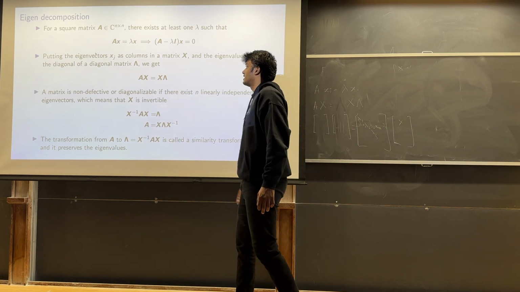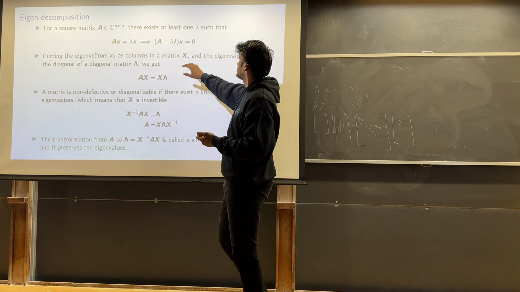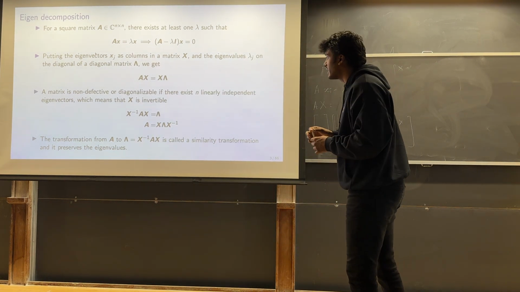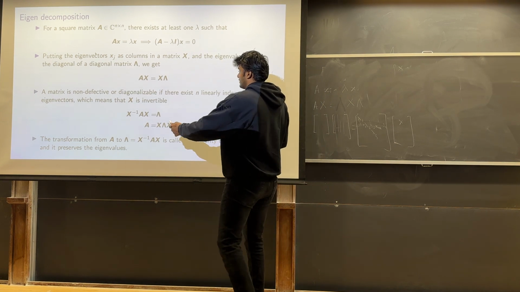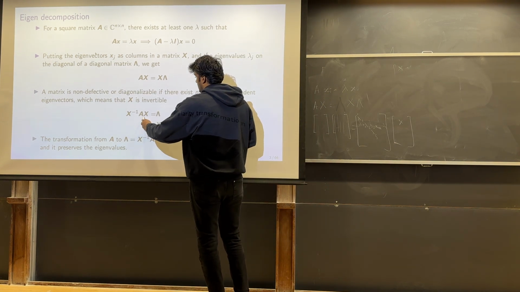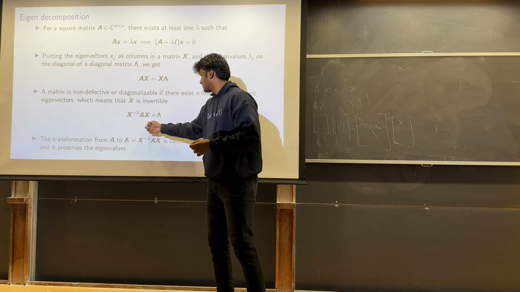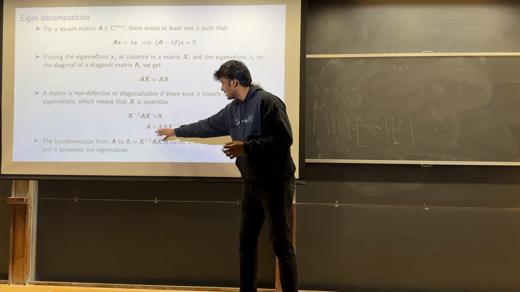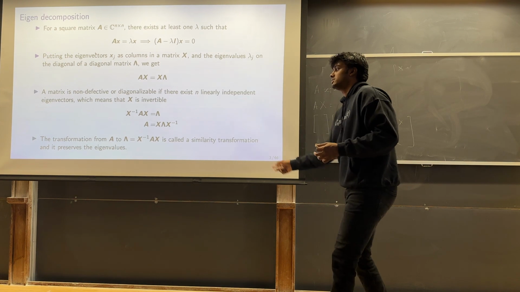So this is just a way of writing this, and I can take the inverse of X, given that this is a non-singular, invertible matrix X. So I can write my Lambda as X inverse A X, so I can write my A as X Lambda X inverse. Writing my A as X Lambda X inverse is known as a similarity transformation, as you can read.